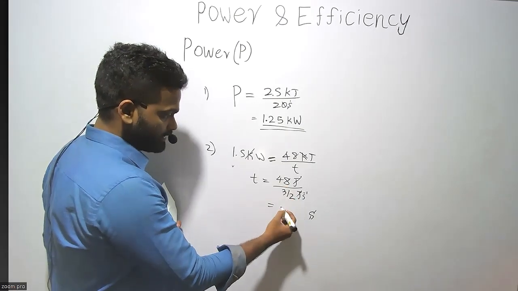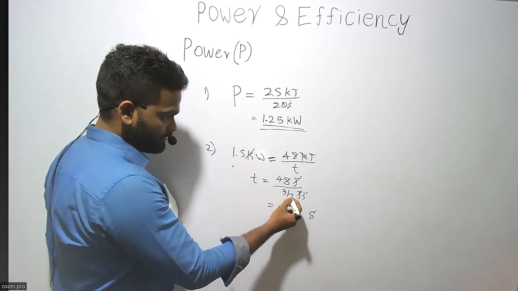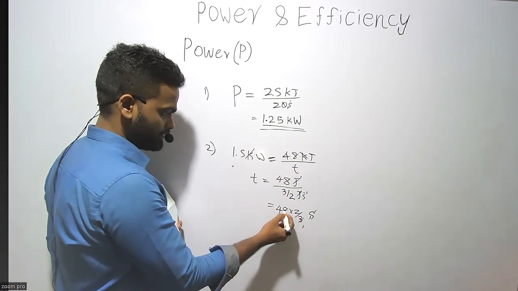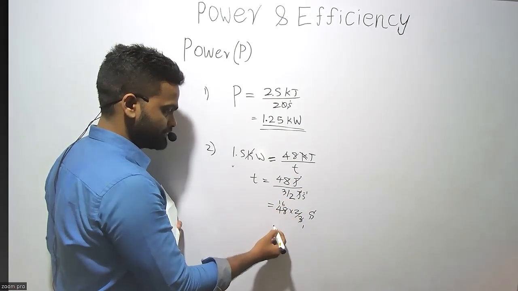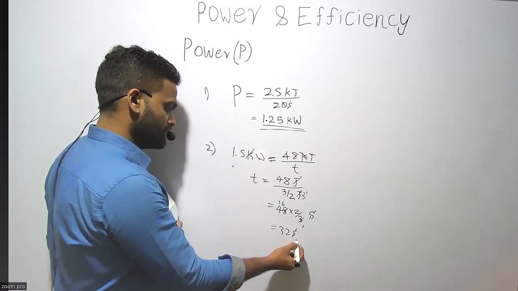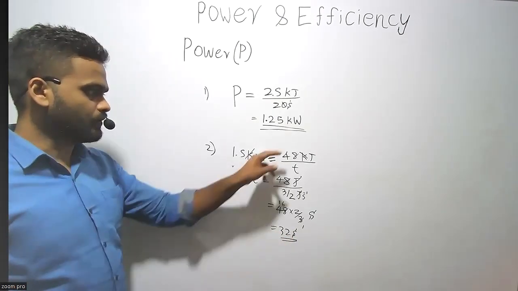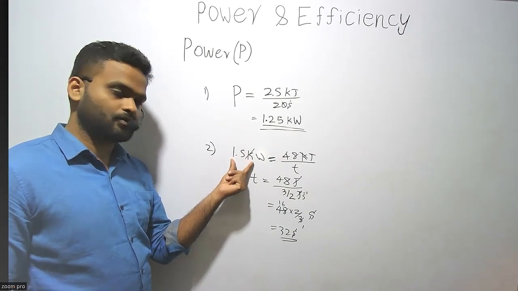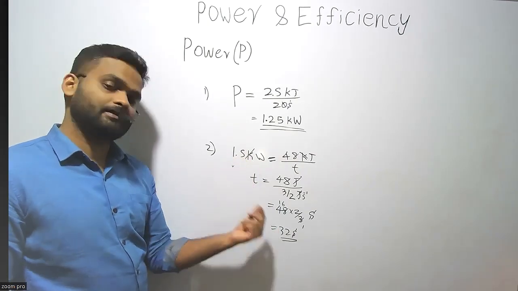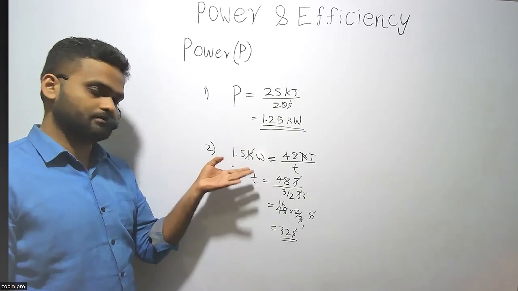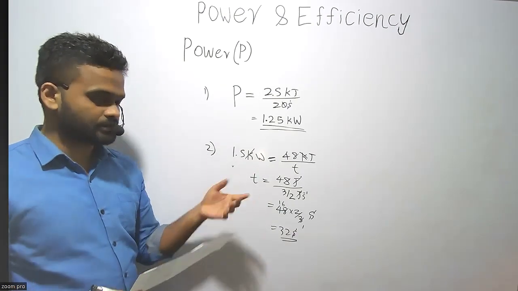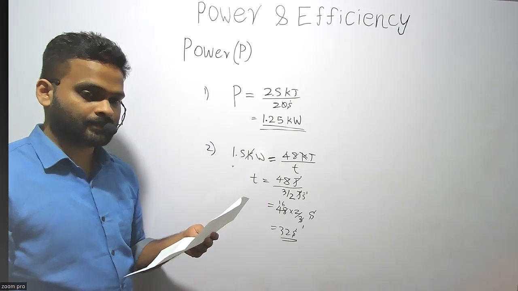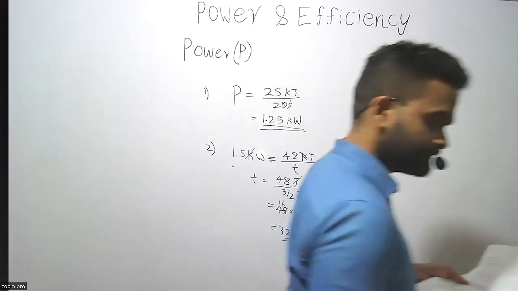Okay, so 48. As it goes to the numerator, this becomes 2 over 3. 16 times 2, that is 32. So in order to provide 48 kilojoules with this power source, 1.5 kilowatt, you need 32 seconds. So you just have to substitute in the equations, right? That's all you have to do. Okay, right, take it down.